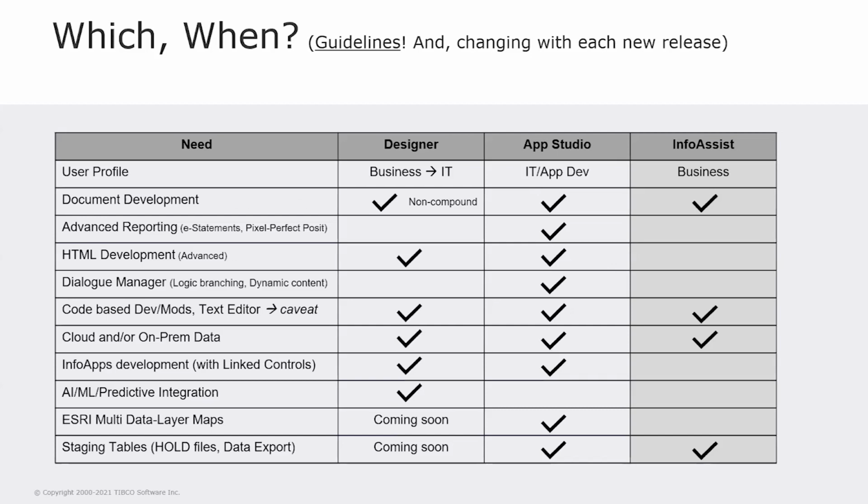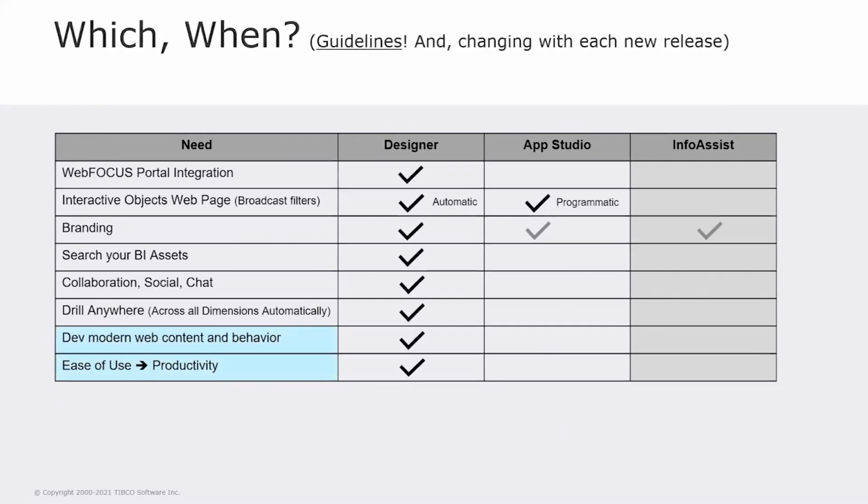Info app development. We're going to see AJ create one of these. That really makes me smile to see that info apps can be done within Designer. Heads up here, when you want to embark upon and adopt the new wave of AI and ML, that's really only Designer. So that's the intent there. Esri, hold files coming soon in Designer, so that'll make Designer even that much more robust. And now we'll see Designer really kick in.